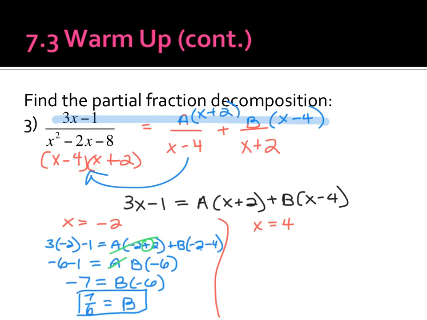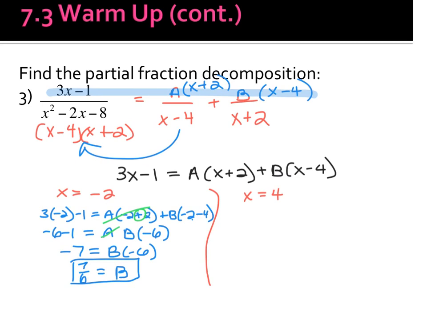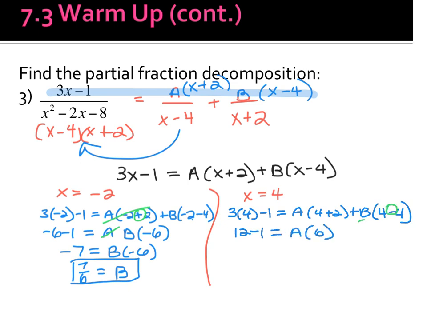With me so far? Then I repeat that whole process for a. So x being 4. 3 times 4 minus 1 equals a times 4 plus 2 plus b times 4 minus 4. I get 12 minus 1 equals a times 6. And then this is again my 0 canceling out the b. 11 equals a times 6. And a equals 11 over 6.